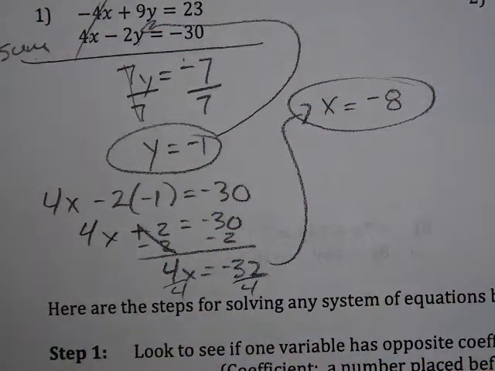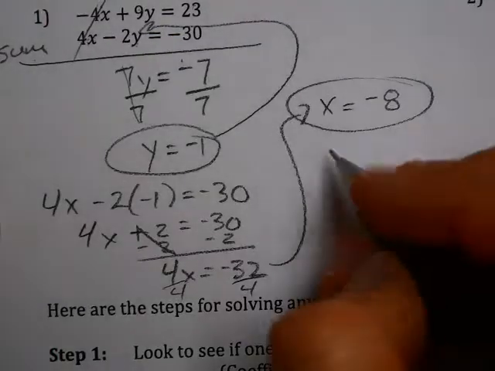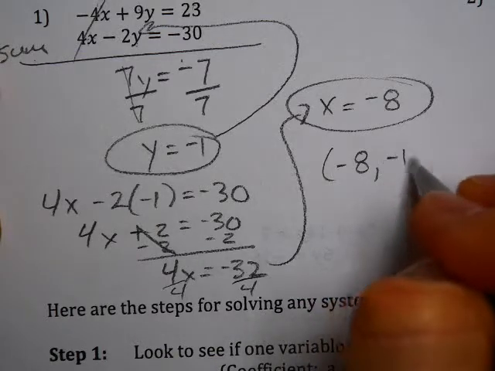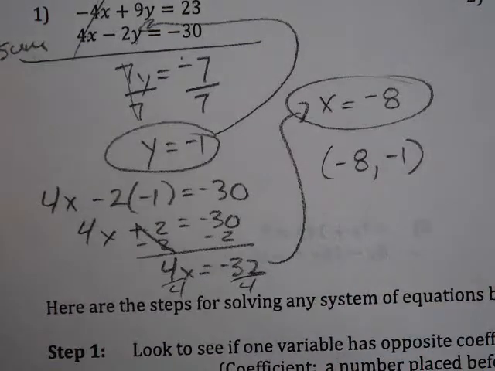So what does this answer mean? What have we been doing all along here with substitution? And sometimes we lose sight of what that is. Remember, what I have here is two lines that are crossing. So my answer is where the two lines cross. So that would be at the point negative 8, negative 1. It's the solution that matches for both.